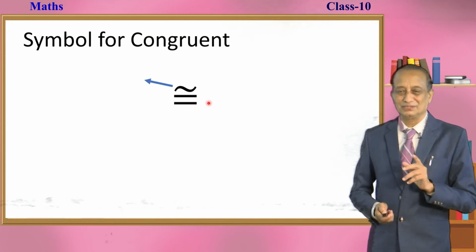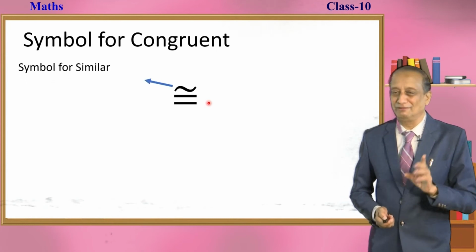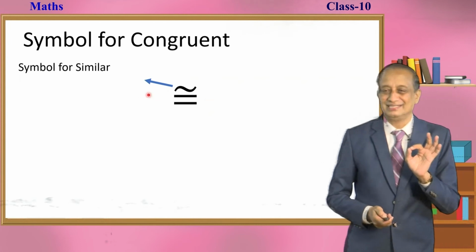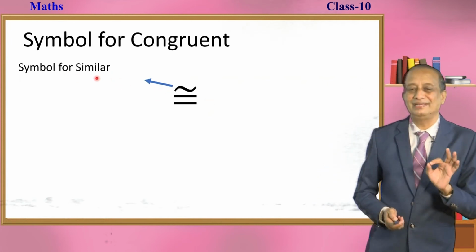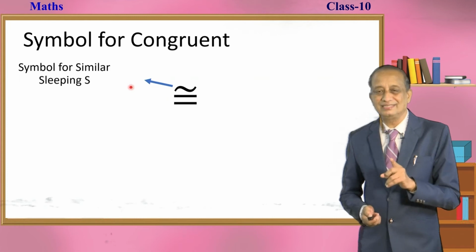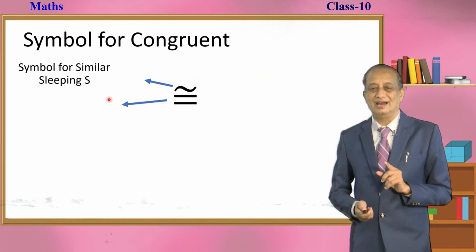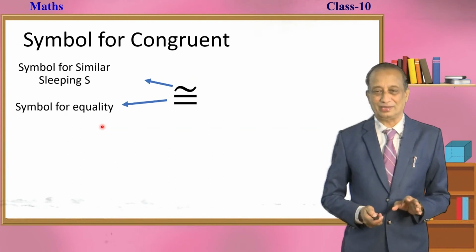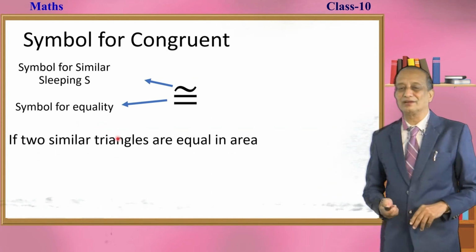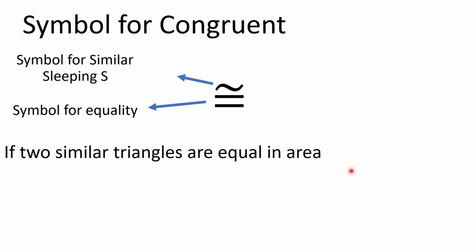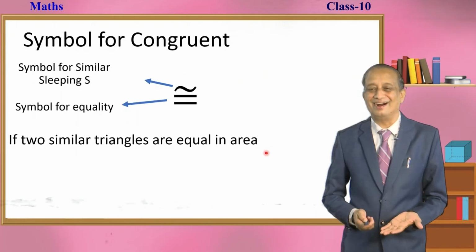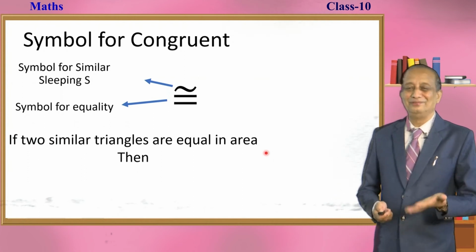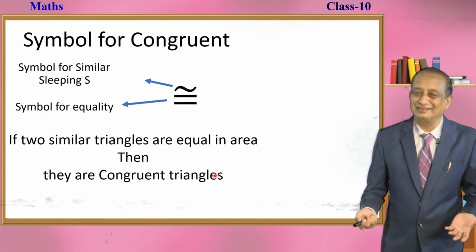It is this. That is the symbol for similarity. If you just write a single sleeping S, we read it as similar, and this is the sign of equality. So, both these things are combined in the symbol of congruency. If two triangles are equal in area, then we must call them congruent triangles.